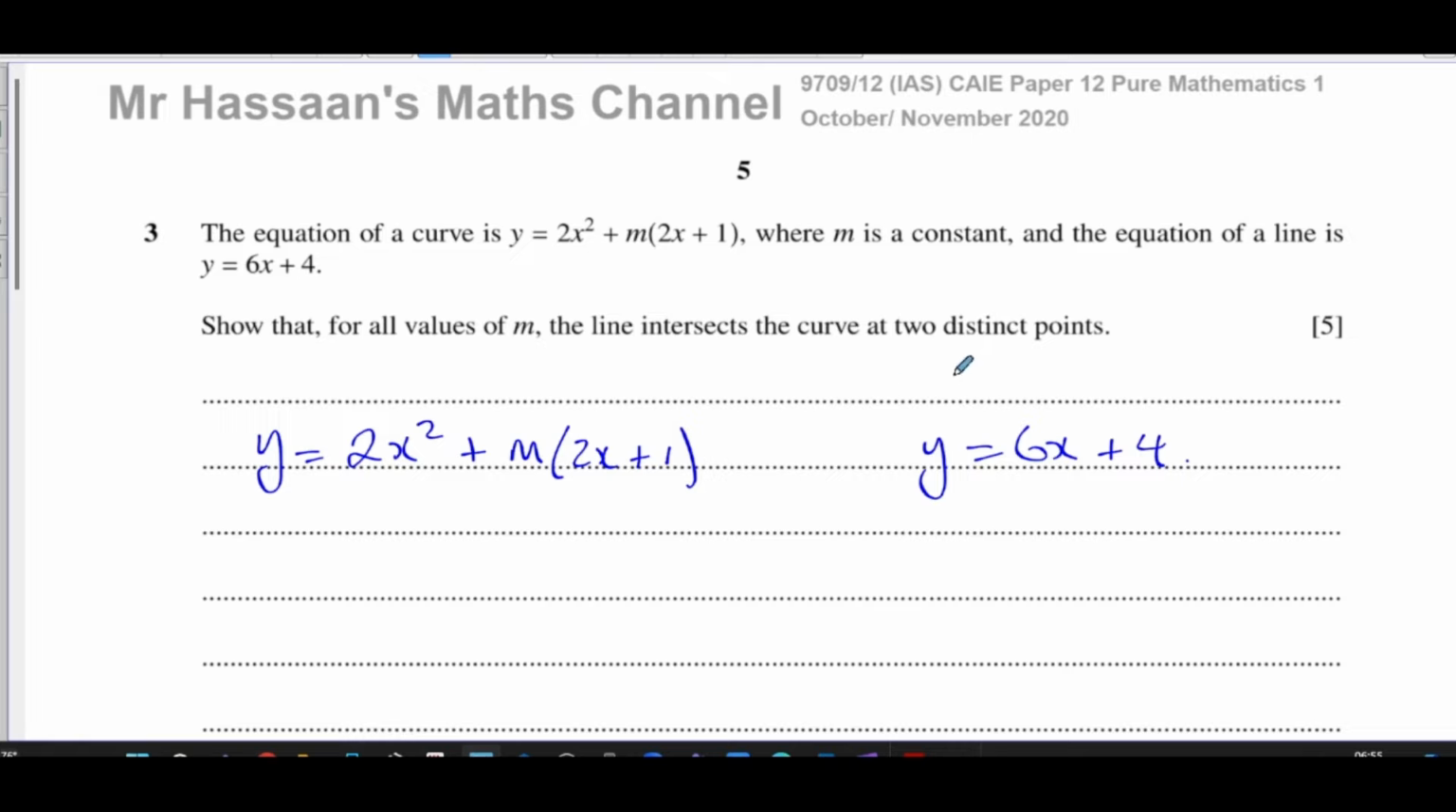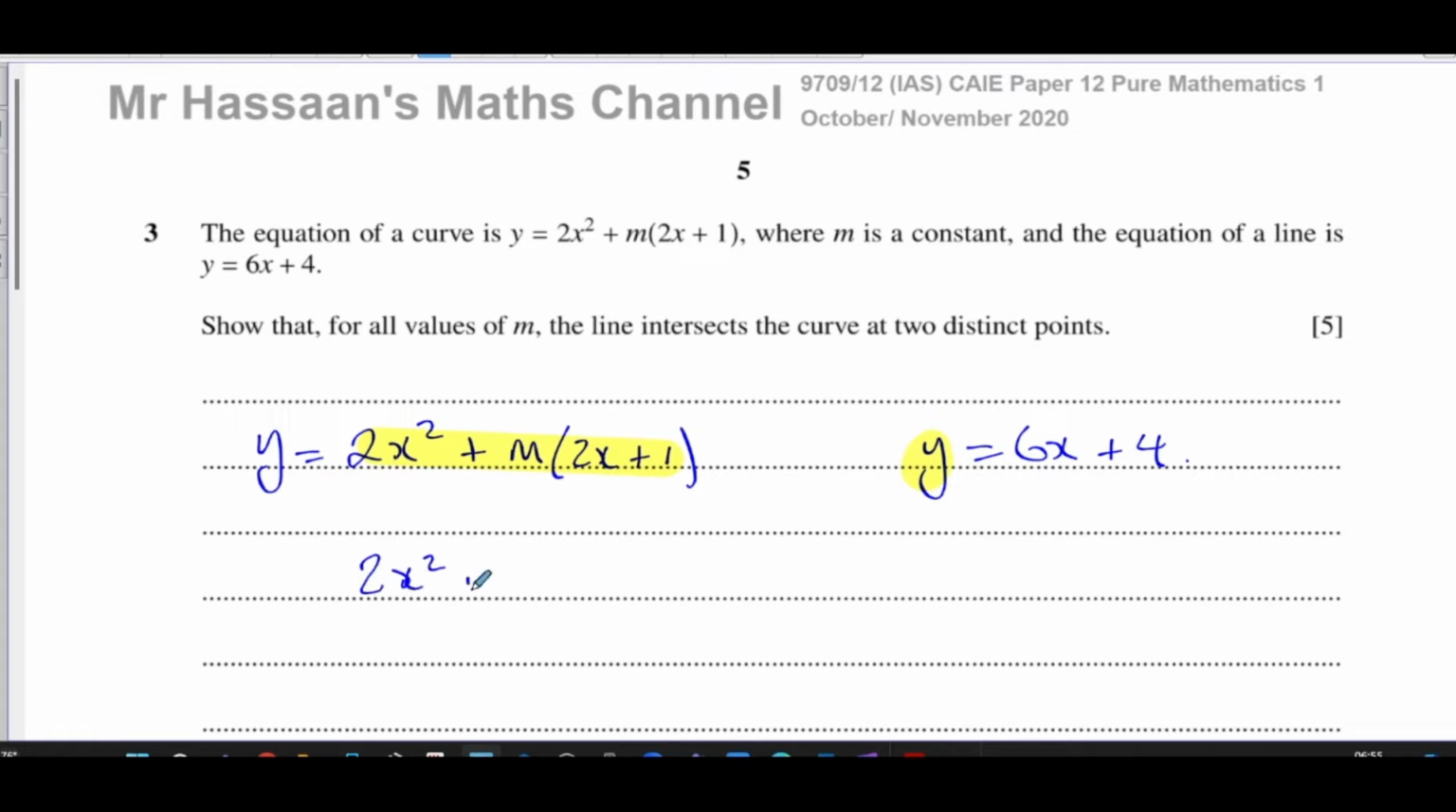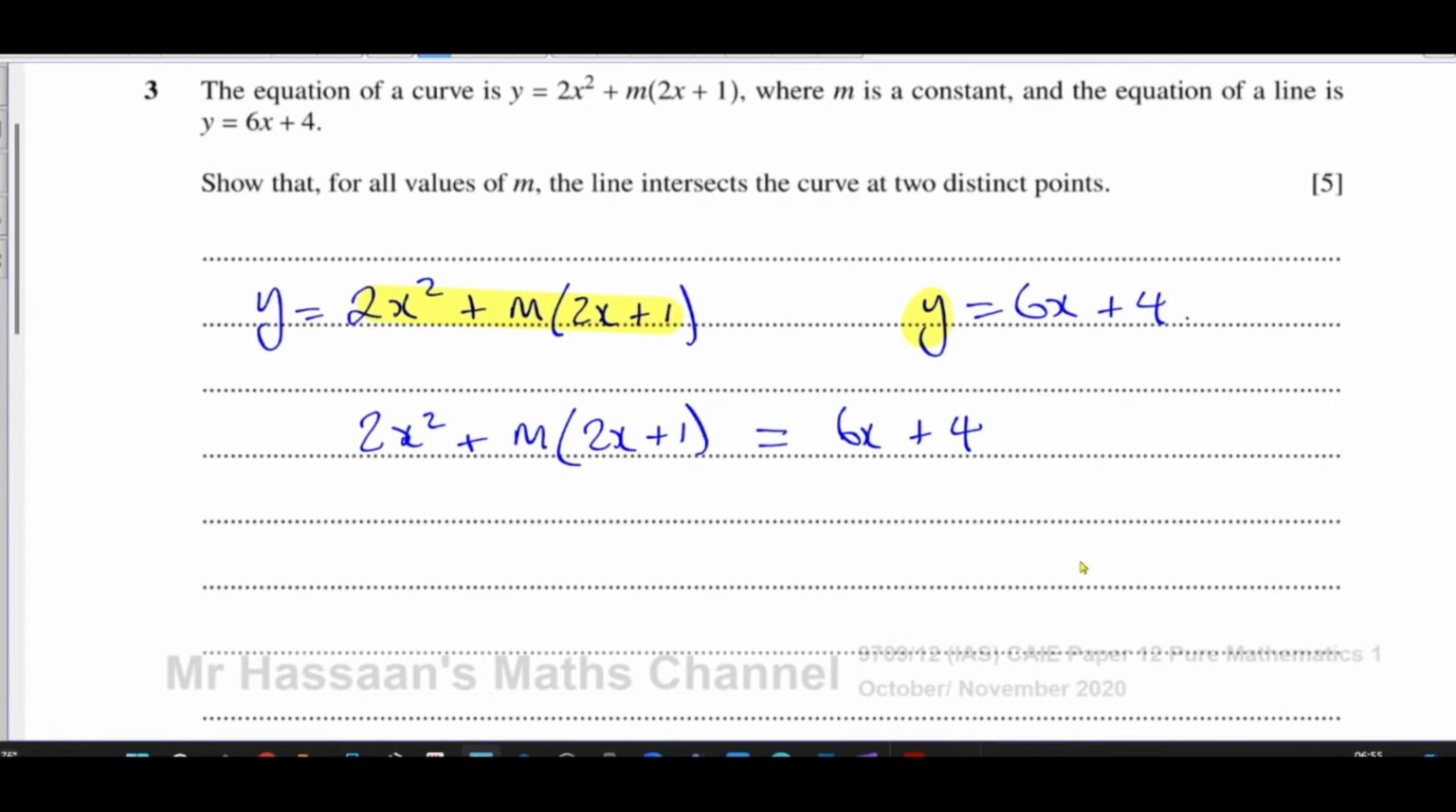So basically, to find when two functions intersect, we solve the equations simultaneously. So in order to do that, we need to substitute one equation into the other. So I'm going to take this y and replace it by what y is equal to from the other equation. So I'm going to end up with 2x squared plus m times 2x plus 1 equals 6x plus 4. Now, we've got to show that for all values of m, there will be two solutions to this equation. It will intersect at two distinct points. That means this will have two solutions.